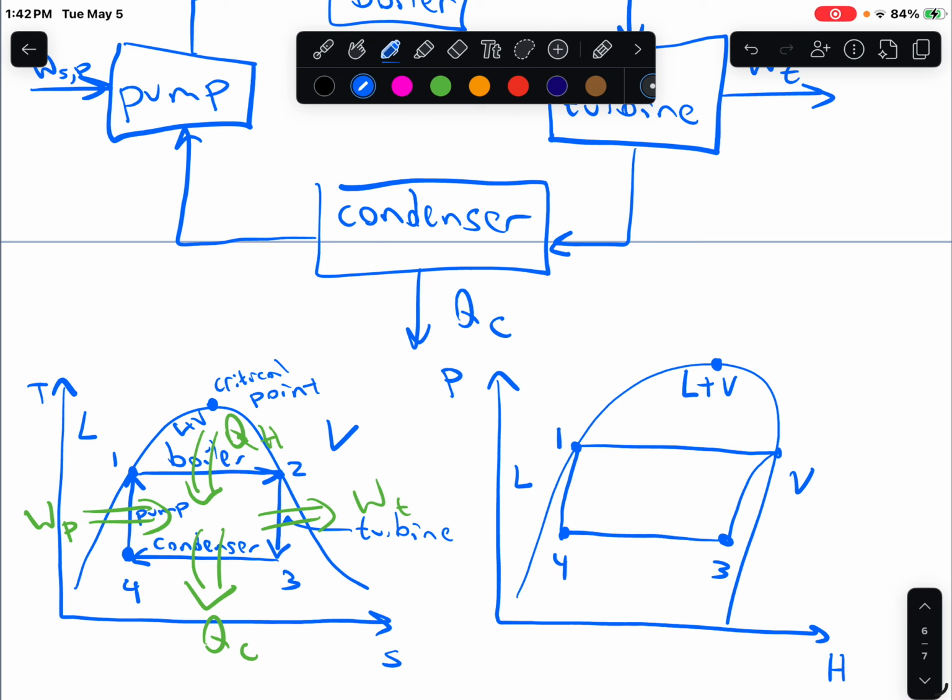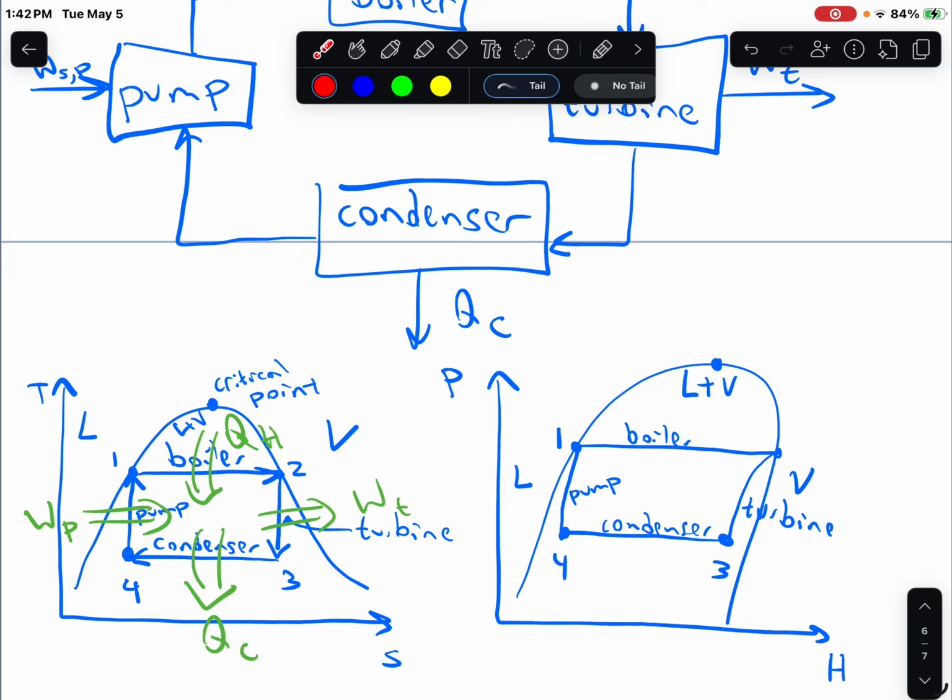Okay, so again, boiler, turbine, condenser, pump. And let's talk about the issues.